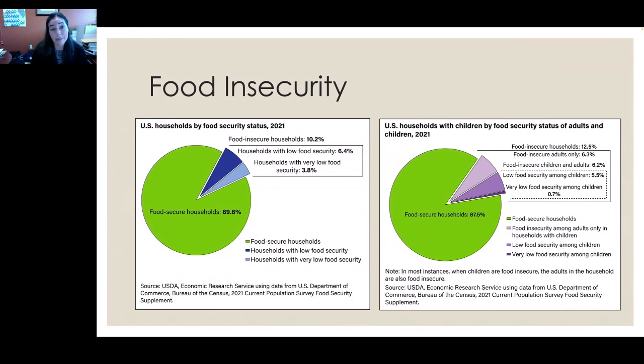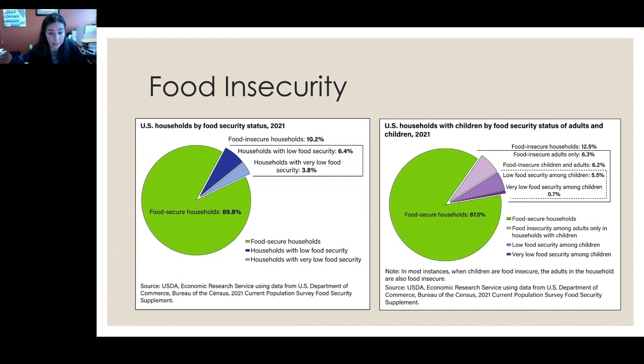The USDA releases its food security data every year, and the most updated data from 2021 was released earlier by the USDA this year. According to these data, 10.2% of US households experienced food insecurity in 2021. If we look at households with children, it goes up a little bit higher, at 12.5% of those households experiencing food insecurity.